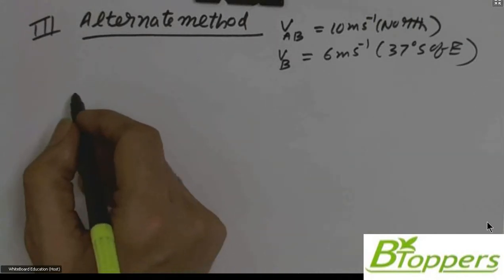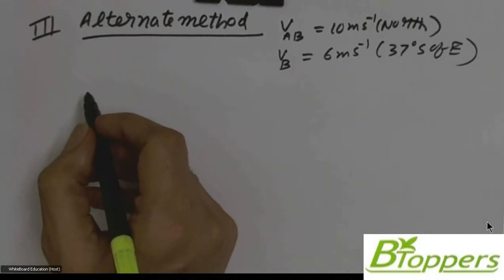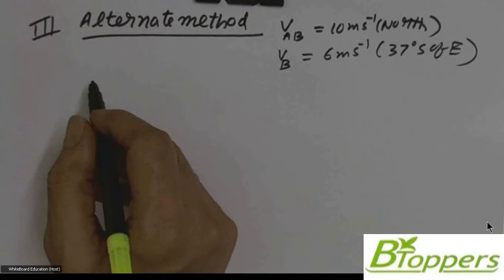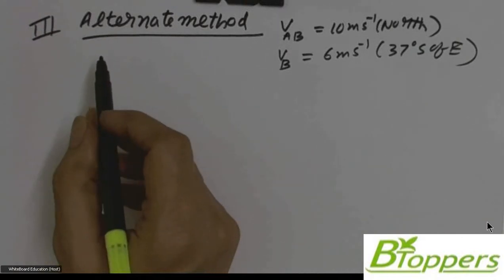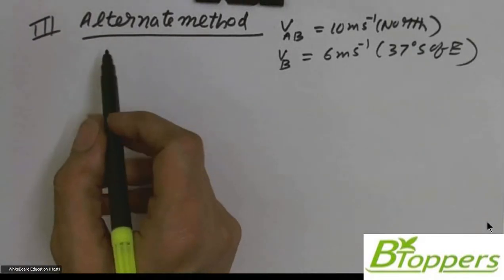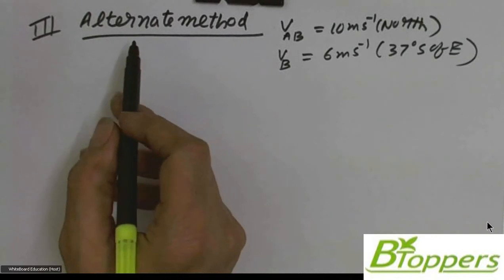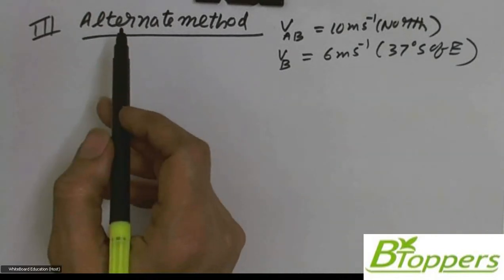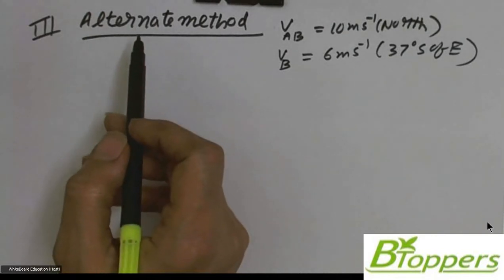Now I am going to discuss the same problem by an alternate method, that is, by using the parallelogram law of addition of vectors, without using the component method.